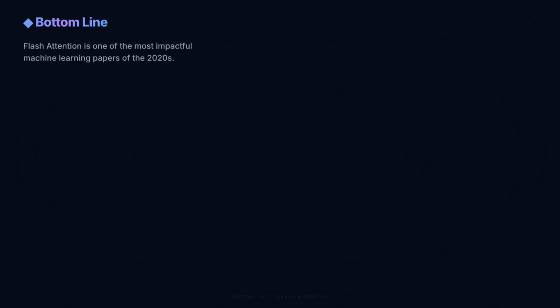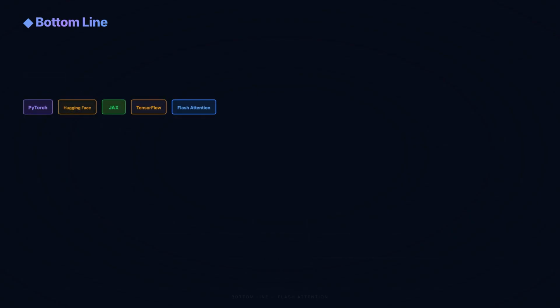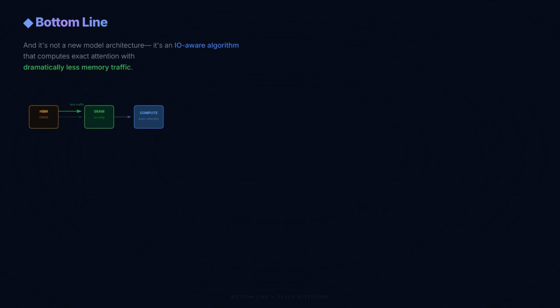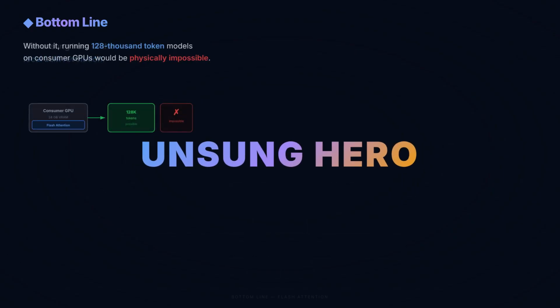Flash Attention is one of the most impactful machine learning papers of the 2020s. Over 4,000 citations. Integrated into every major framework. And it's not a new model architecture, it's an I/O-aware algorithm that computes exact attention with dramatically less memory traffic. The unsung hero of the local LLM revolution. Without it, running 128,000 token models on consumer GPUs would be physically impossible. If you've ever wondered how your local LLM handles a 50-page document in one shot, now you know.